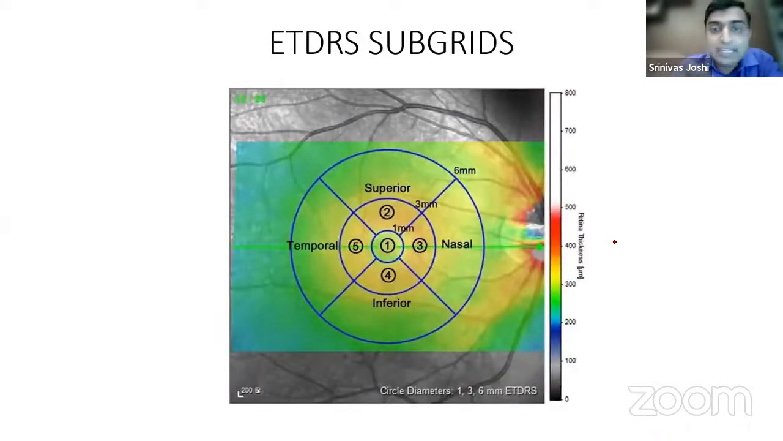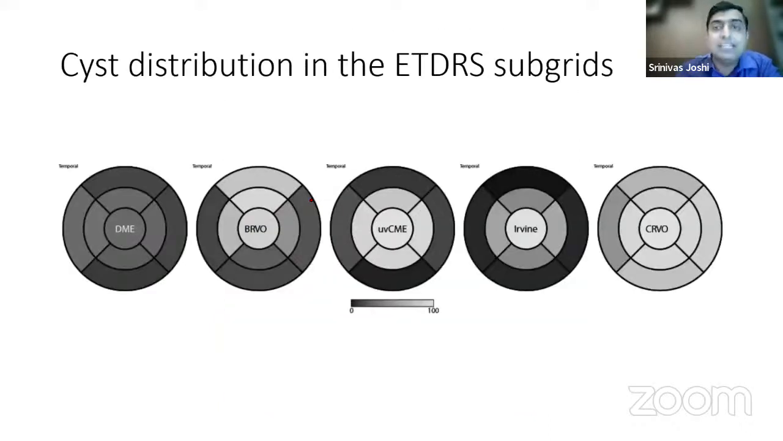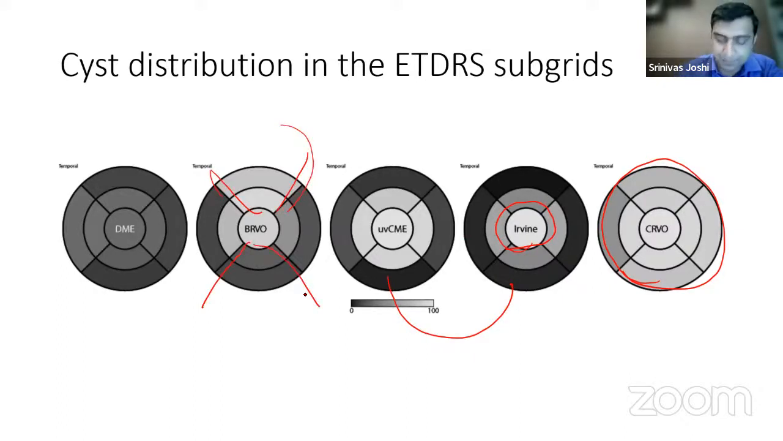When we look into the ETDRS subgrids, the 1 mm, 3 mm circle and 6 mm circle, this is how the macular edema is described in these various common differential diagnoses. If you look at CRVO, in almost all the subgrids usually have the cysts. But what is important for us is mainly uveitic CME and Irvine-Gass. Irvine-Gass is mainly in the central subgrid only, whereas uveitic CME might extend to the outer circle. However, in BRVO, if it's superotemporal, they have a cone shape in the superior, and if it's inferotemporal, they have a cone shape in the inferior.